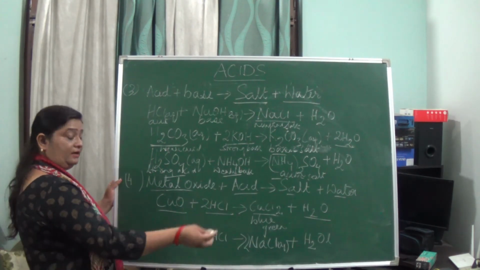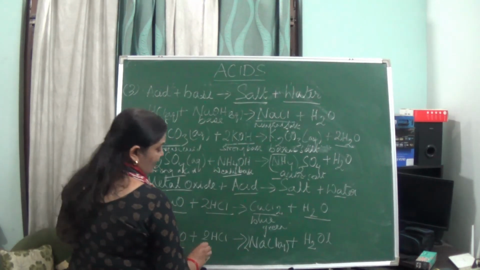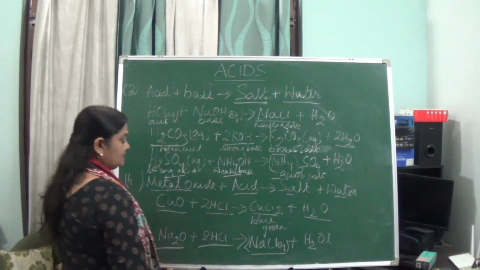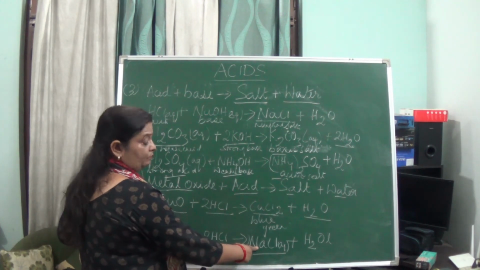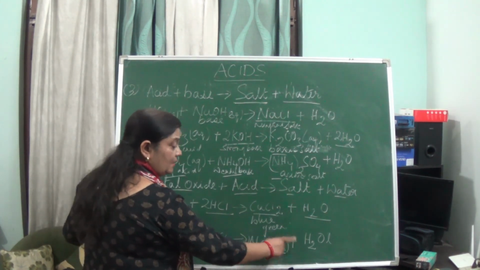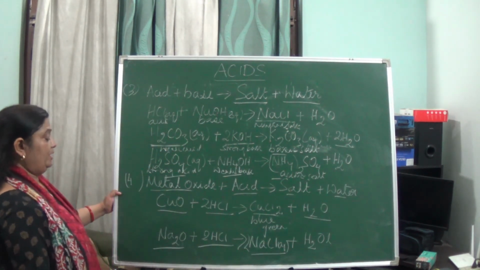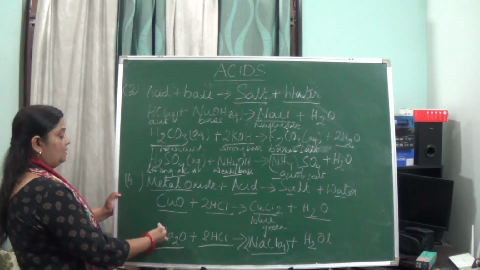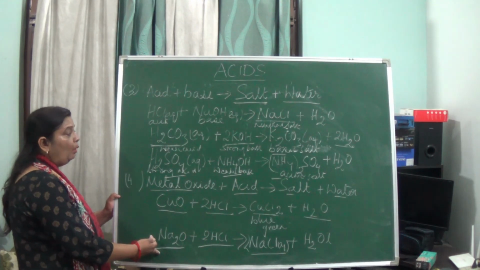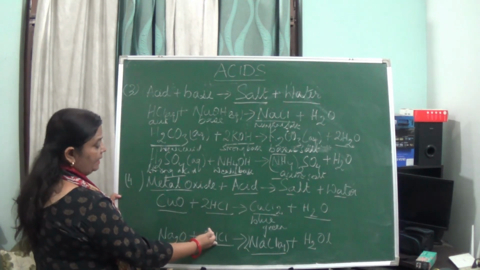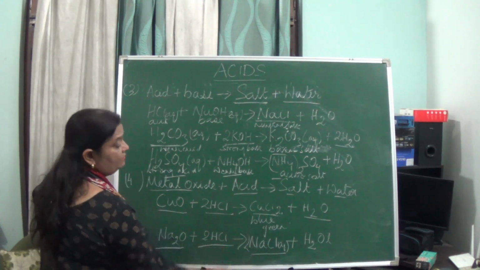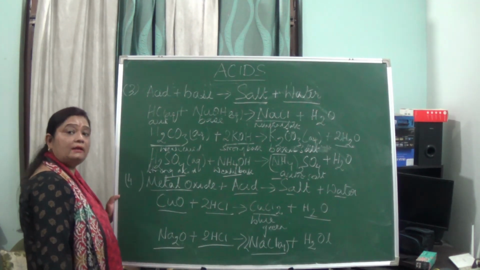Okay, if you are taking sodium oxide reacting with hydrochloric acid, you will be getting sodium chloride plus water. So here also you are seeing, you have taken a strong base, Na2O, isn't it? And here HCl is a strong acid, which neutralizes to give a neutral salt and water.